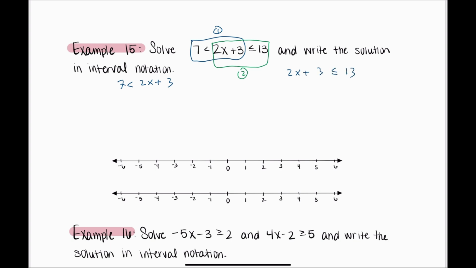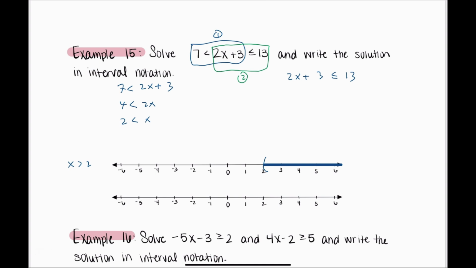We solve each inequality separately. For the first inequality, we subtract 3 from both sides. 2x is greater than 4. Then we divide by 2. x is greater than 2. Next, we graph this inequality. Since x is greater than 2 but does not include 2, we place a parenthesis at 2 and shade the region to the right.